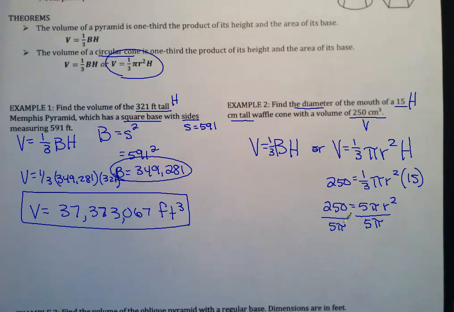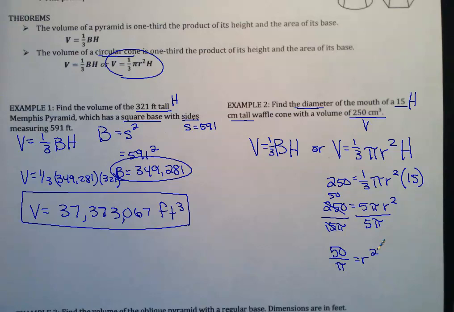What's 250 divided by 5? Or you could look at them as canceling. 50. Right, this would be 1 and this would be 50. So then we'd have 50 over pi equals the radius squared. If we're just going to get a decimal, you could get the decimal, but then how would you solve it?